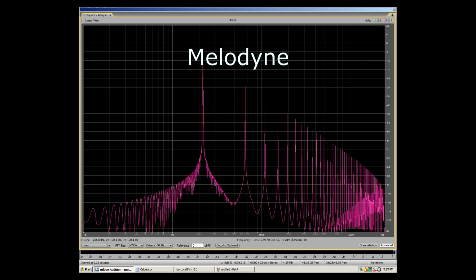So our first example here is Solemnity Melodyne. This is the newest version as of recording this video, and the result kind of surprised me because our peak is -6 dB FS, and we start seeing noticeable artifacts around -72 dB FS.